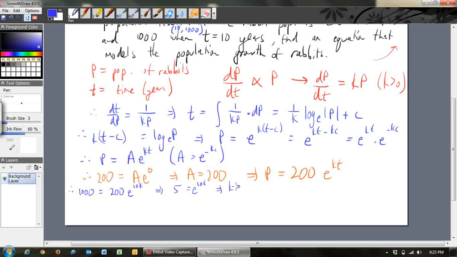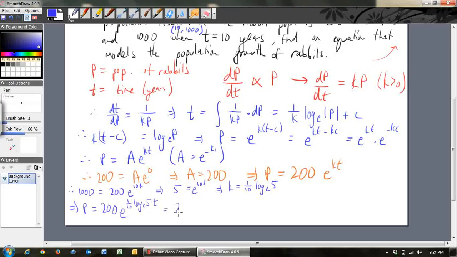So therefore, k will be equal to, if we take the log of that side and then divide by 10, 1/10 log e of 5. That's what k is equal to. Which looks horrible, and it is. But when you get used to this, it's actually not that bad. Let's now substitute that all back in and see what we get. So to finish off, we've got the population is equal to 200, let's write it out in full, e to the power, k is 1/10 log e 5, times t.